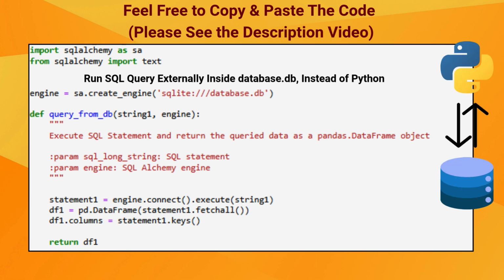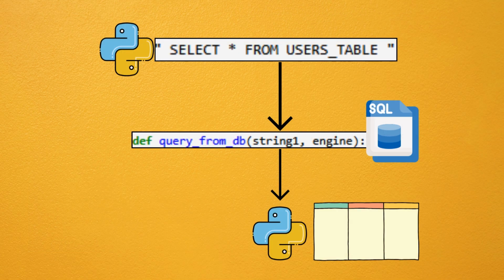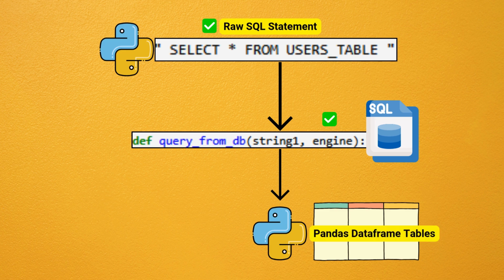To make this work, we'll use the SQLAlchemy library, which makes it easy to connect Python with a database and run SQL commands. The create_engine function sets up a connection to the database.db and then passes that connection into a helper function called query_from_db. The SQLAlchemy library imports a text function that can be used to handle raw SQL statements. The query_from_db function takes a SQL query string, like select asterisk from users, and a connection engine, runs the query, and fetches all the results back into Python in the form of a Pandas DataFrame. Let's explore one by one.